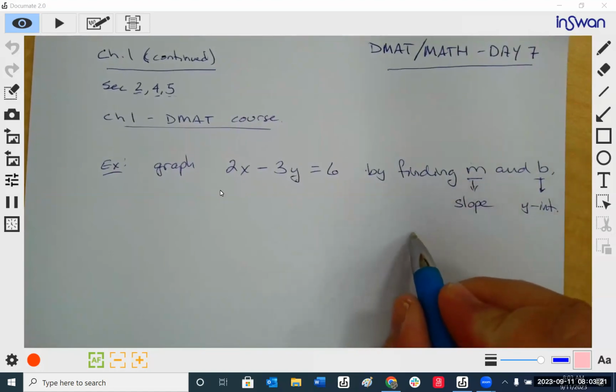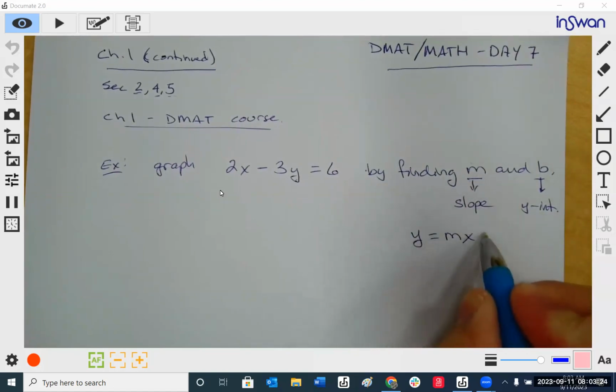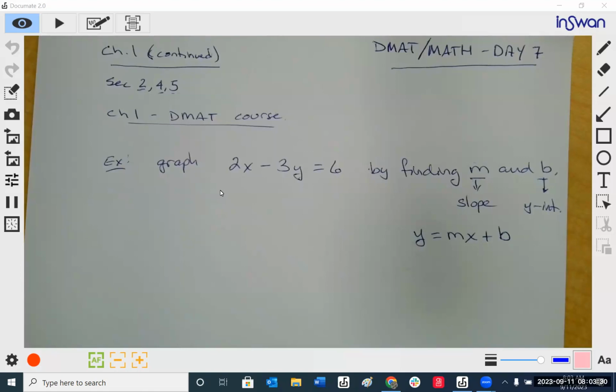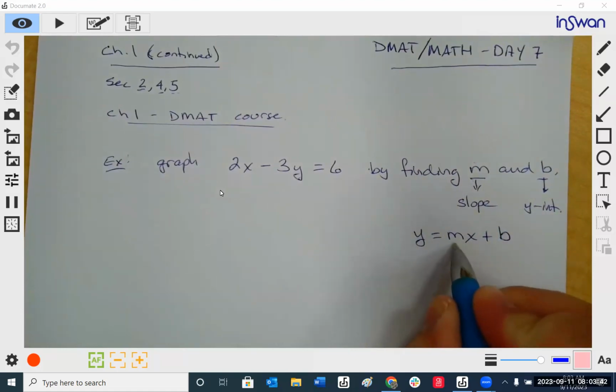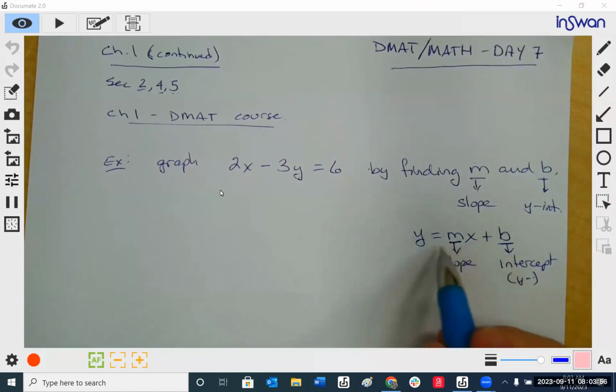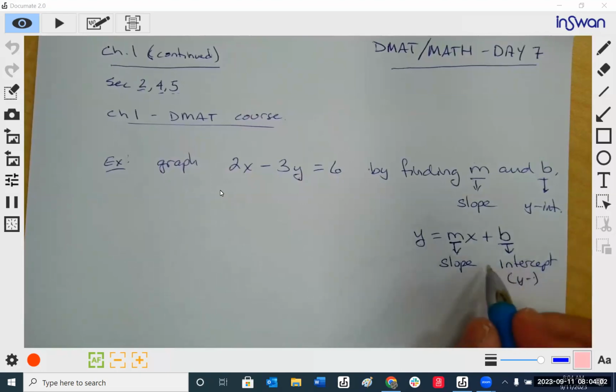Typically, m and b are found in this equation. Anyone remember what it's called? There are 3 different forms of equations. If we can't go through all of them, we'll do that today. Since m is the slope and b represents the y-intercept, this equation is therefore called the slope-intercept form.